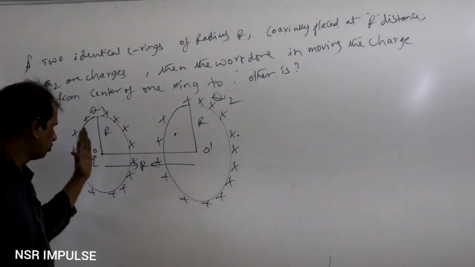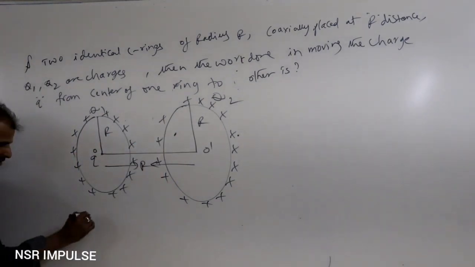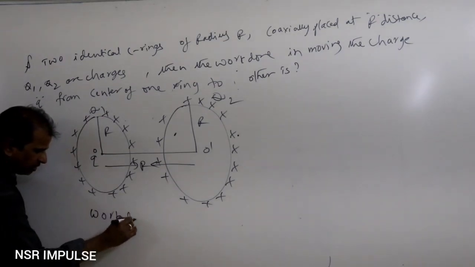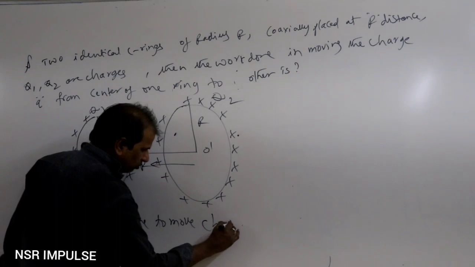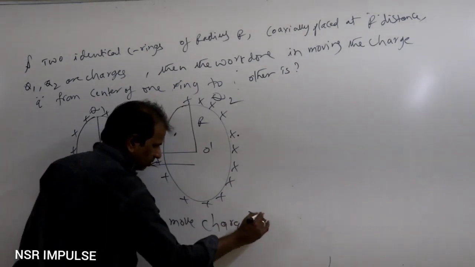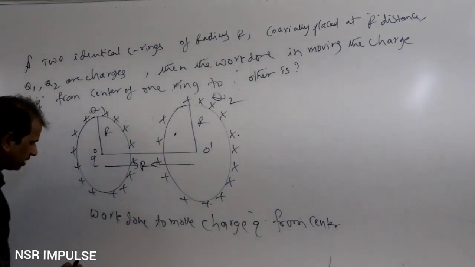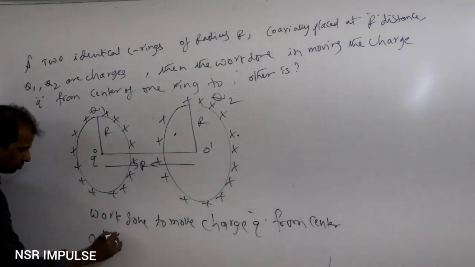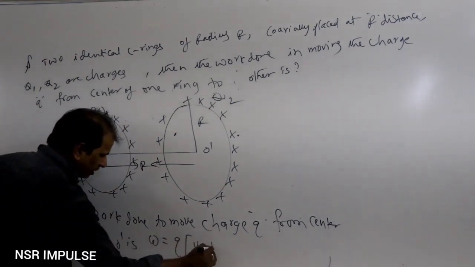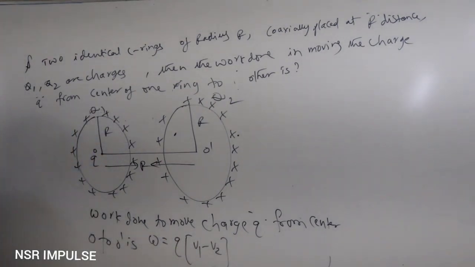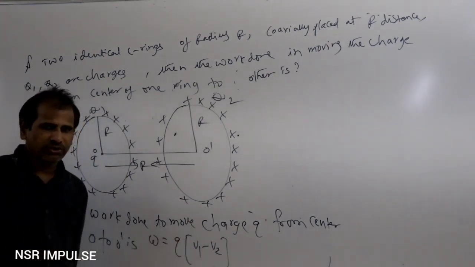Now we have to move the charge from here to here, so we should do the work. The work done to move charge Q from center O to O dash is W is equal to Q into (V1 minus V2). We have defined the formula: work done W is equal to Q into delta V.